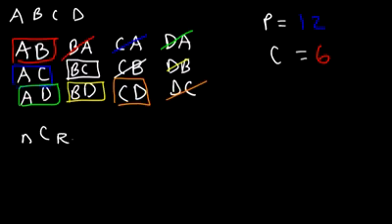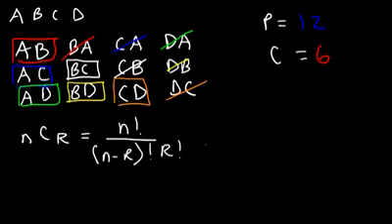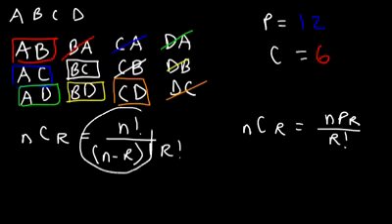nCr is equal to n factorial divided by (n minus r) factorial times r factorial. So basically, in terms of a permutation, a combination is equal to nPr divided by r factorial. This portion right here is nPr, and then divided by r factorial.